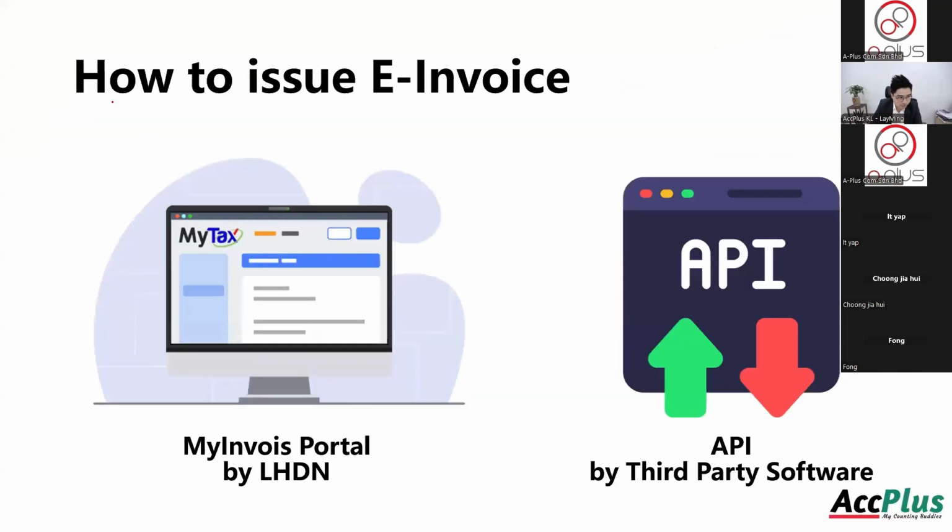Alternatively, if you want to save your time, actually you can use the API. To make it simple, API is something like programming. Your software will communicate with the e-invoice system, the IRB side. After they communicate, whatever invoices you generate in your accounting software, they will help you issue the e-invoice automatically. So it will save you a lot of time. So this is the second option if you want to issue the e-invoice.